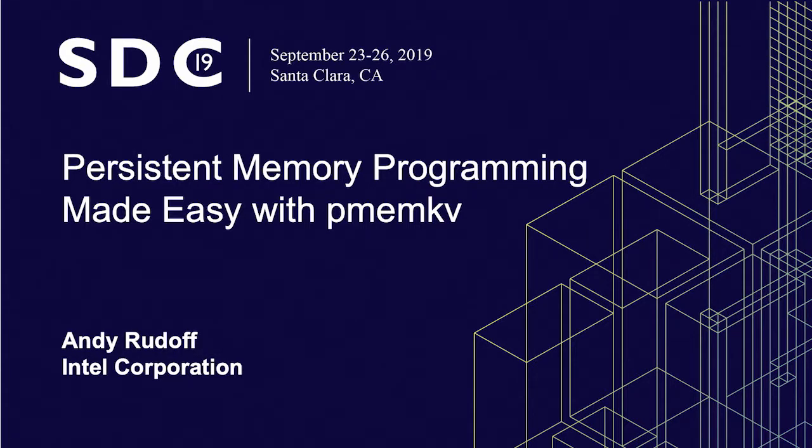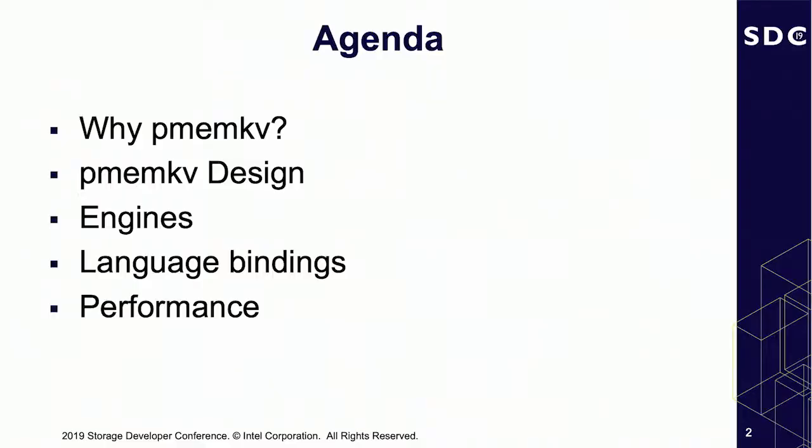So we set out a little while ago, more than a year ago now, to say what can we do to just make it as simple as possible for someone who still wants to modify their application, but what can we do to make persistent memory programming really easy? So I'm going to talk about why we built this key value store. I'll go through the design and some of the features that it has, and I'll touch on performance at the end.